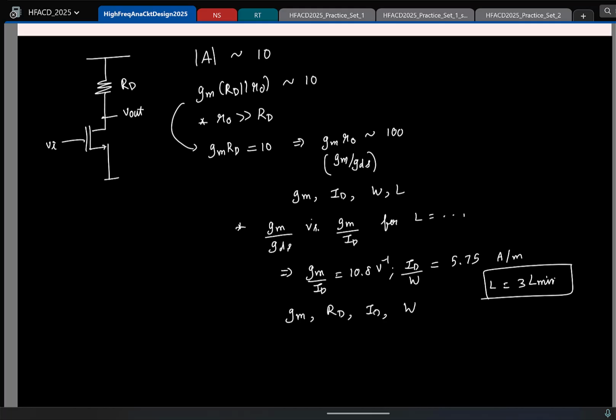So let us say I assume RD. I assume RD to be 10K. Again, random. You could have assumed any other parameter also. If RD is 10K, how much should be GM?